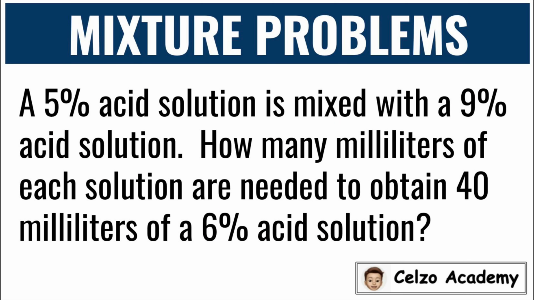Today we're learning how to solve mixture problems the simplest way. A 5% acid solution is mixed with a 9% acid solution. How many milliliters of each solution are needed to obtain 40 milliliters of a 6% acid solution? Give it a try and play the video whenever you're ready for the solutions.